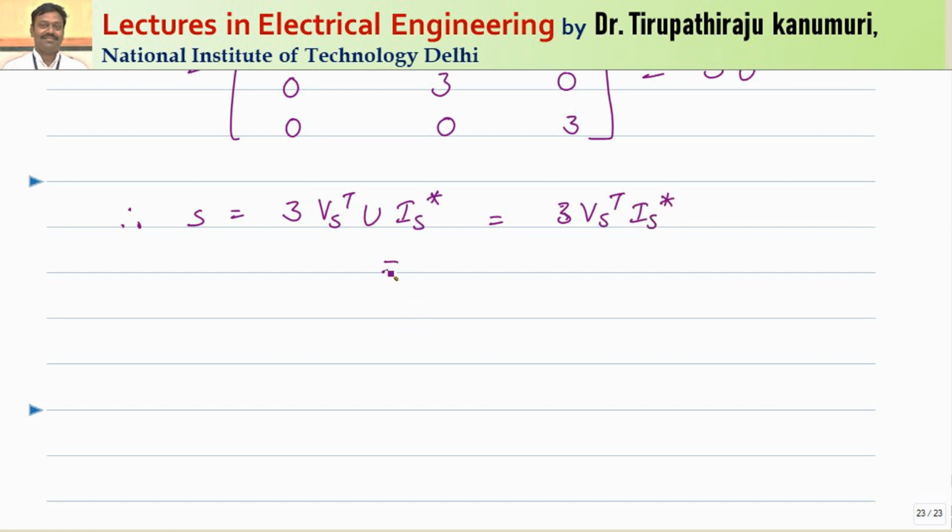So this is nothing but taking the value of Vs in symmetrical components. So this will be 3 times Vs transpose multiplied by Is conjugate, which becomes 3 times Va1 multiplied by Ia1 conjugate plus 3 times Va2 multiplied by Ia2 conjugate plus 3 times Va0 multiplied by Ia0 conjugate. So just by multiplying 3 times each corresponding sequence component value, we can calculate my 3-phase power. In this way I can calculate my 3-phase complex power.